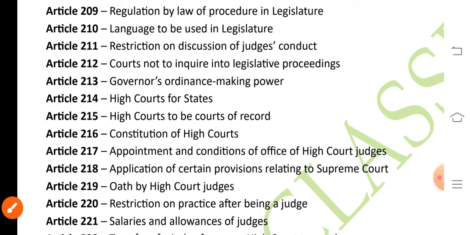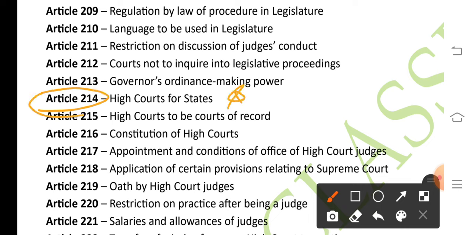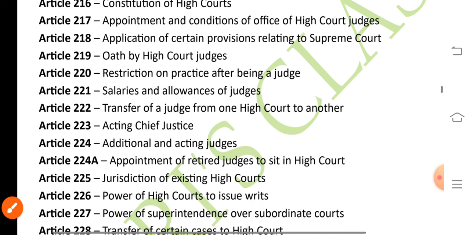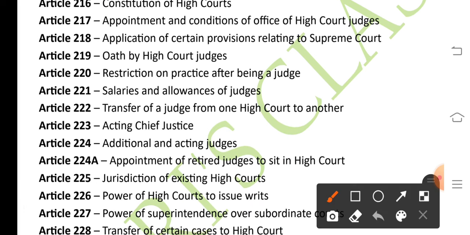Okay, next, 214, this is also a very important article, that is high courts for states, just as we have under article 124 the Supreme Court at the center for entire India. We have high courts for states under article 214. Next, article 215, high courts to be the courts of record. 216, constitution of high courts. 217, appointment and conditions of office of high court judges. 218, application of certain provisions relating to Supreme Court.